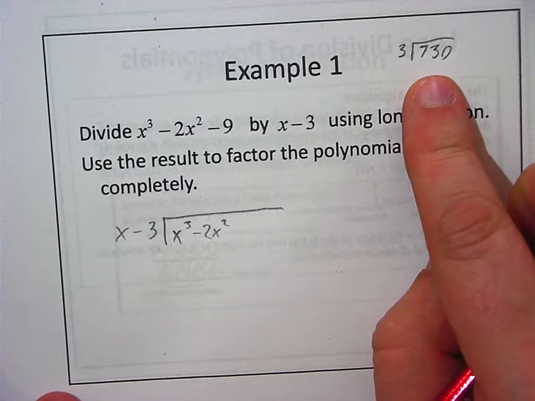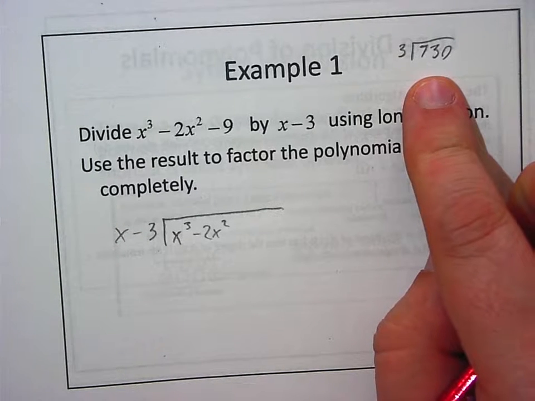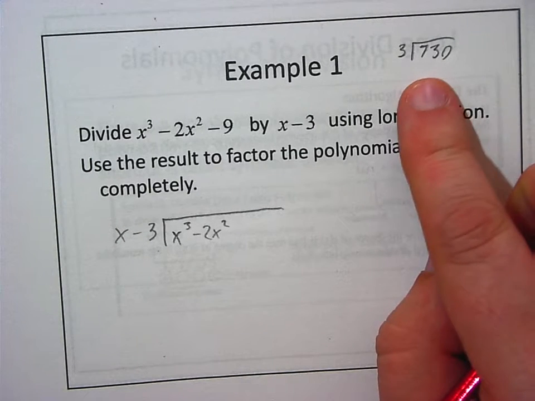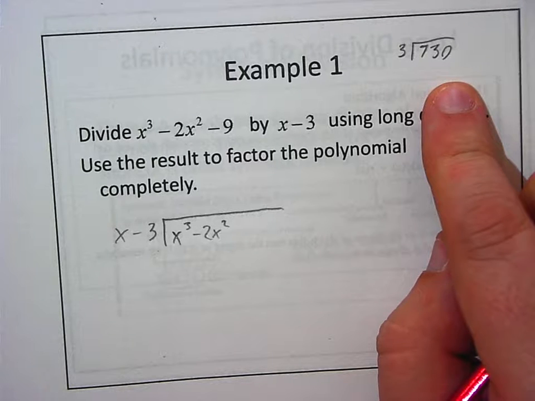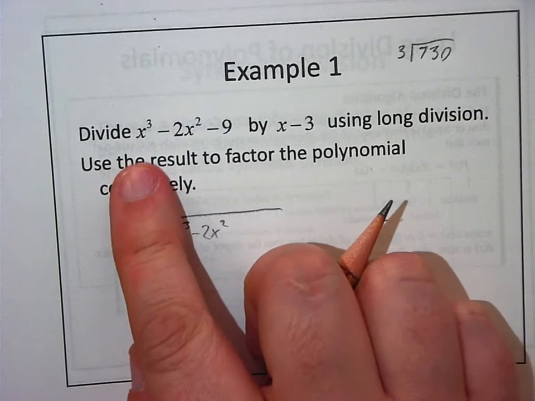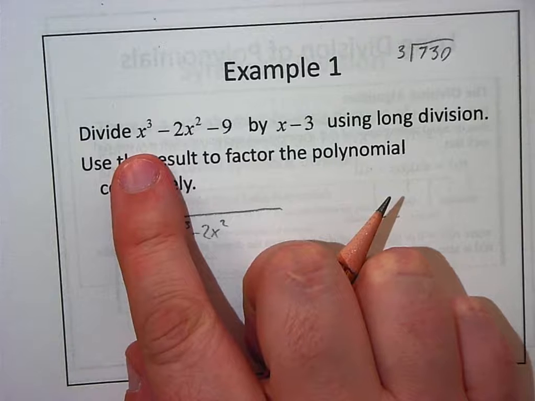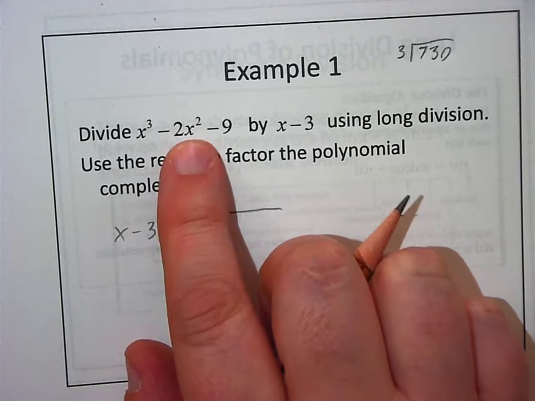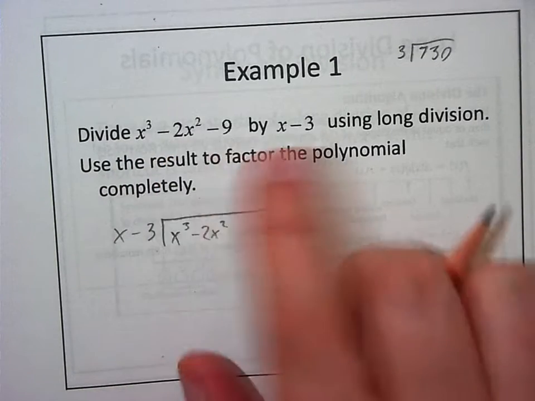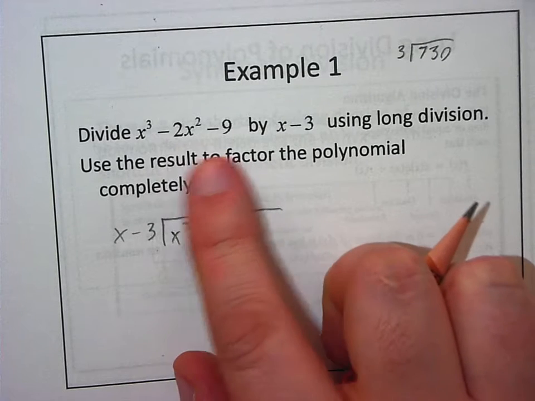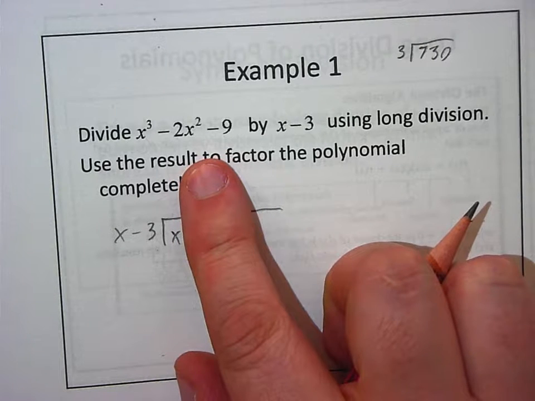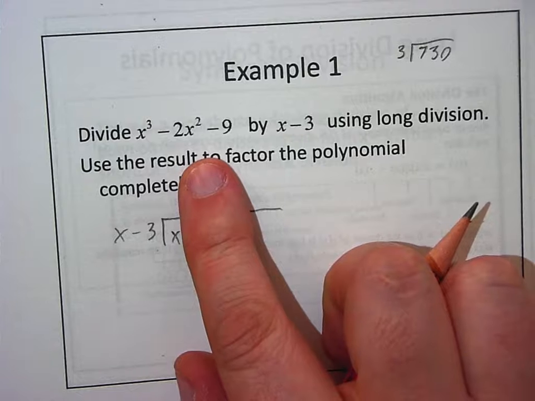Now, one thing I want you to notice, this 730 represents having 7 100s, 3 10s, and 0 1s, right? Going way back here, this represents you have 1 cubic term, negative 2 of the square of the quadratic term, and negative 9 constant. What are you skipping? The x, the linear term. You need to account for that.